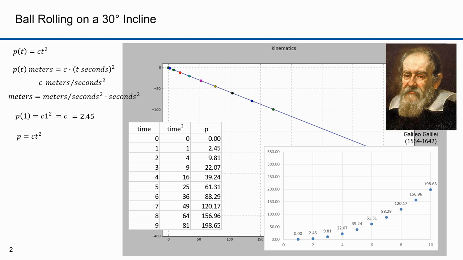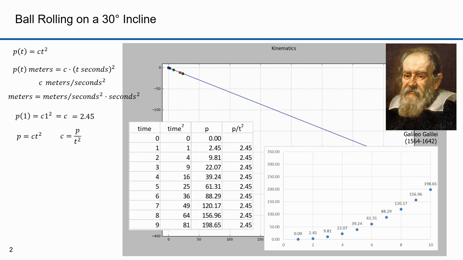Let's solve for c in our equation for p of t. If I divide both sides of this equation by t squared, I get c equals p over t squared. And I change p of t to p here for simplicity. In the table, if I divide a distance p by the corresponding time t squared, I get 2.45, which equals c. C is thus 2.45 for any value of t.